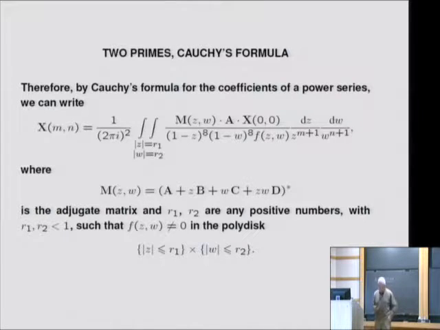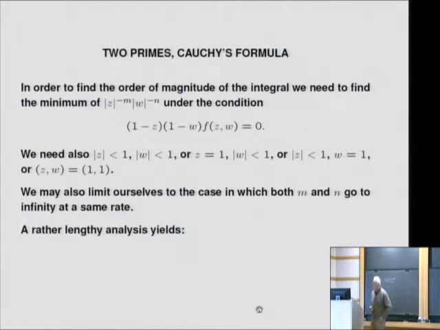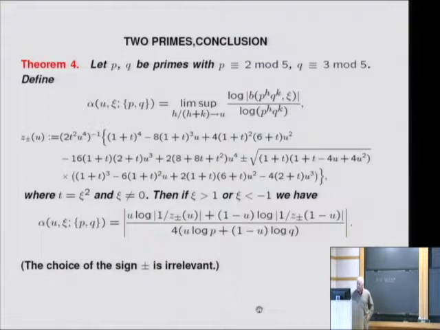So how do you do that? I have to find the minimum of z minus m, w to minus m under this condition. I'll just tell you the analysis. You can do it. It takes several pages, and that's the result. Very explicit.